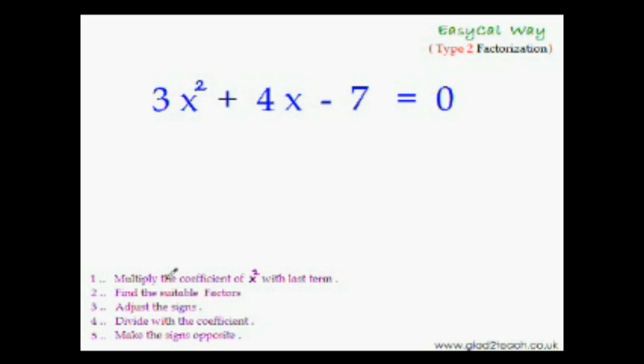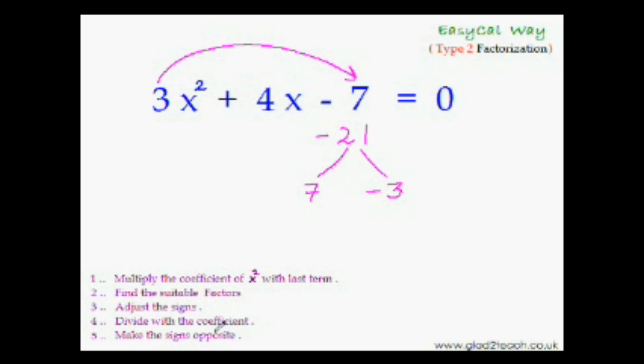Did you get the answer? The first step is to multiply the coefficient of x square with the last term. 3 times minus 7 is minus 21. Find the suitable factors now. 2 factors of 21 whose sum or difference is 4 would be 7 and 3. Now adjust the signs. Since the difference is positive, therefore the bigger number must have been positive. And since the product is negative, therefore the other number must have been negative. See, 7 times minus 3 is minus 21 and 7 minus 3 is 4.